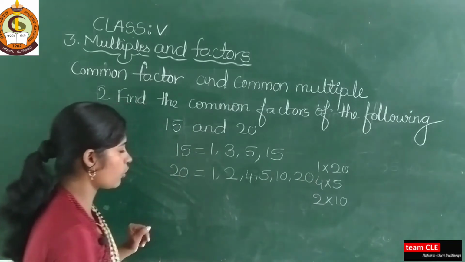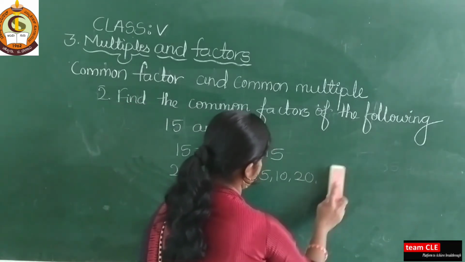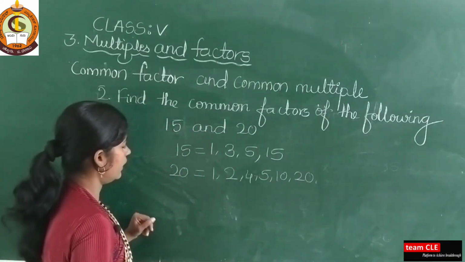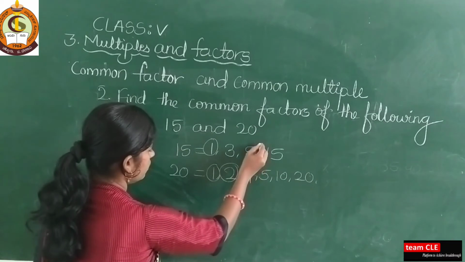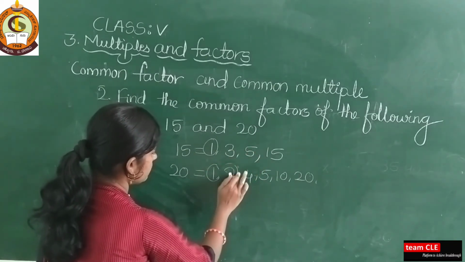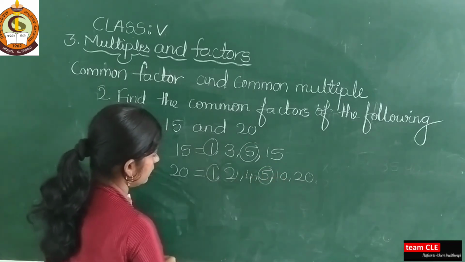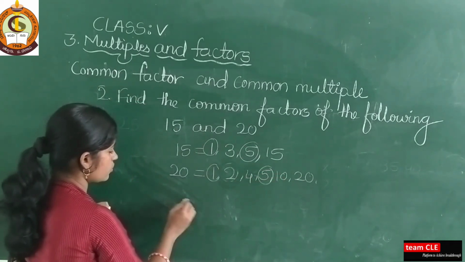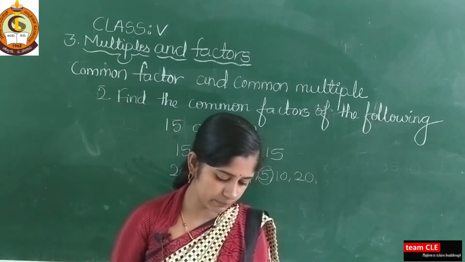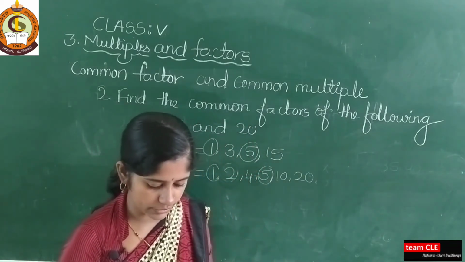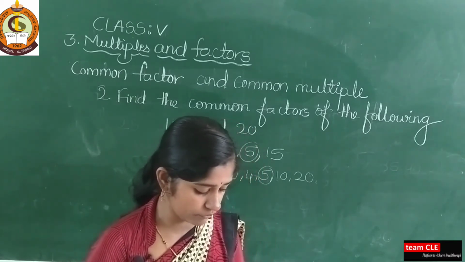So circle the common factors of 15 and 20. Here 1, 2 is not there. Just see here, next 5 and 5. Other than this, nothing else is there. So the common factors are 1 and 5. I hope you are getting my point. First you need to write the factors. Next you write the common factors.